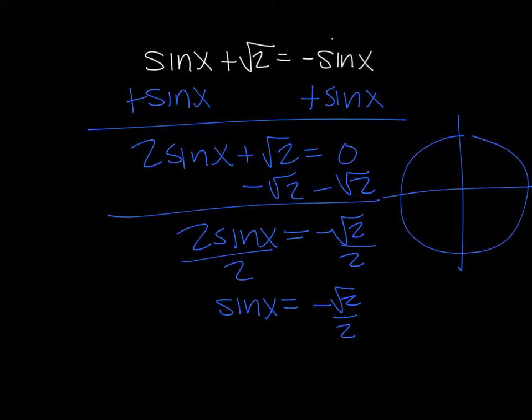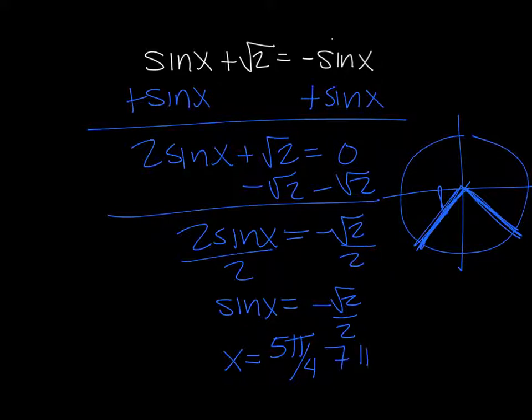I'm looking for sine being negative, so I'm looking in the third and fourth quadrants. And it's root 2 over 2, which is a 45-degree angle. So my reference angle is 45 degrees, radians pi over 4. And so now I'm looking at what is that angle there. So that would be 5 pi over 4 for that first one in the third quadrant. In the fourth quadrant, we've got 7 pi over 4.